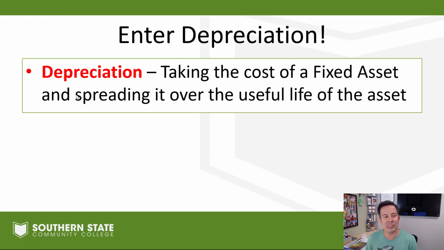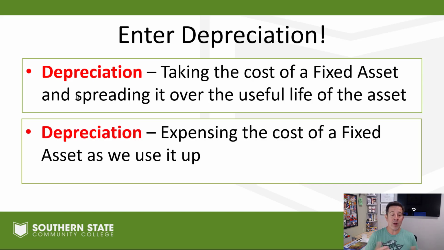The idea of depreciating property is simply taking the cost that we paid for an asset, spreading it over the useful life of that fixed asset. And so if we're going to use that hotel for 30 years, we expect to use it for 30 years, we want to spread the cost out over 30 years. If we're going to use a soda machine for 10 years, expect to get 10 years of use out of it, we're going to spread the cost of that soda machine out over those 10 years. Another way of looking at it is expensing the cost of a fixed asset as we kind of use up the productive capacity of that asset. And so that's all depreciation is.